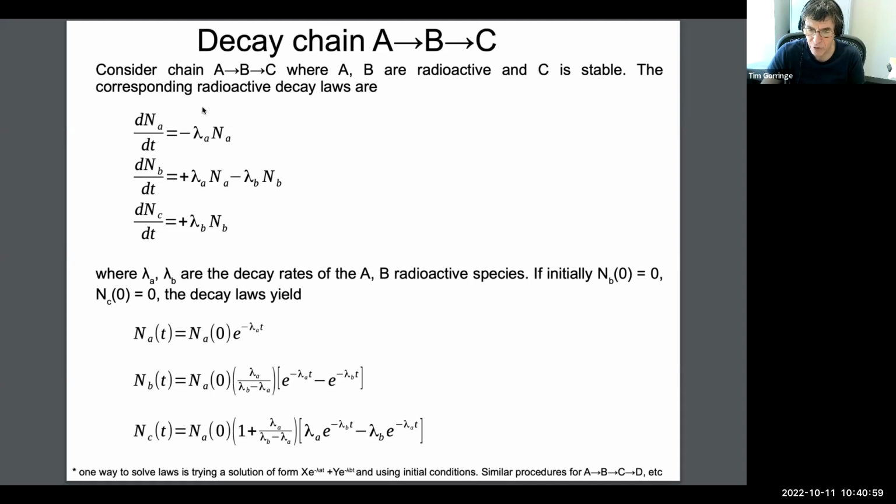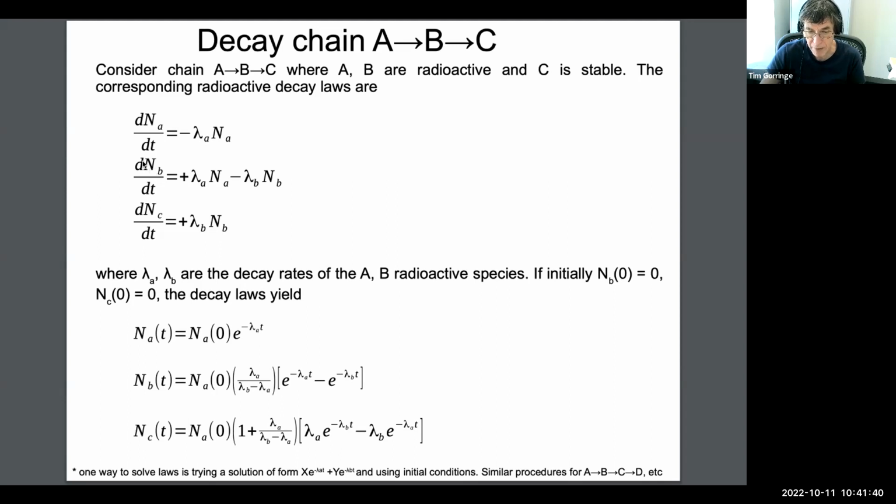The radioactive law for species A says that its number is changing because its atoms are decaying to species B, and it is changing by this amount over here on the right-hand side of the equation. It depends on its decay rate, and it depends on how many atoms there are of species A. And the minus sign is just saying that these atoms are disappearing. The change is negative. This is the law we met earlier on, when we just had a single radioactive decay.